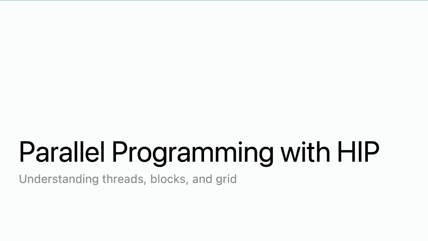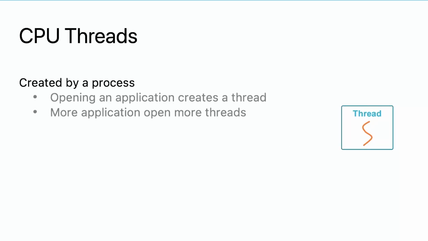Especially we introduce the concepts of threads, blocks, and grids. Let's review the concept of a CPU thread. A thread is created by a process. Every time we open an application, the operating system creates a process and a thread that handles all the tasks of the application. For example, if we start a new program on our computer, such as opening an application like Microsoft PowerPoint, a process is started.